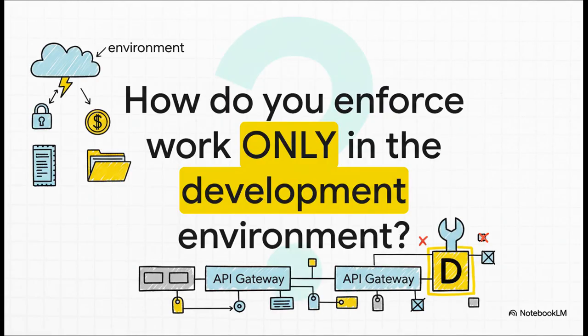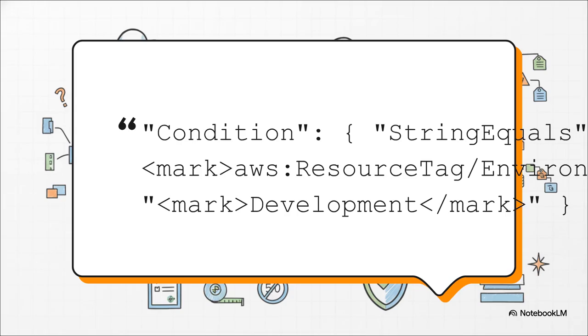Okay, now let's flip that scenario around. What if you want to make sure a specific user, maybe a junior dev or a contractor, can only work in the development environment? You want to make sure they can't touch anything else. This time, we use an allow policy with a very similar condition. This policy is basically saying a user can perform API Gateway actions, but, and here's the kicker, only if the resource has the environment tag set to development. This is a fantastic way to create a sandbox for a user or a role inside a specific environment.